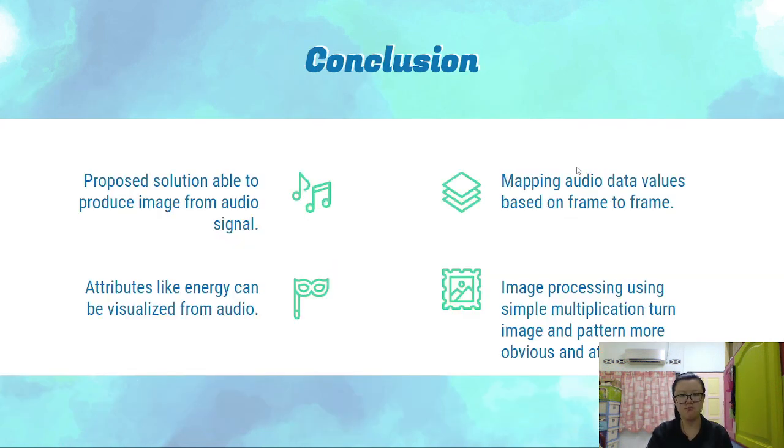So the conclusion for my solution is that my proposed solution is able to produce an image from the audio signal. The algorithm I use maps the audio data based on frame to frame. For the attribute, I use the energy to determine the color, so it can be visualized. Finally, I use image processing, a simple multiplication, to brighten the image.